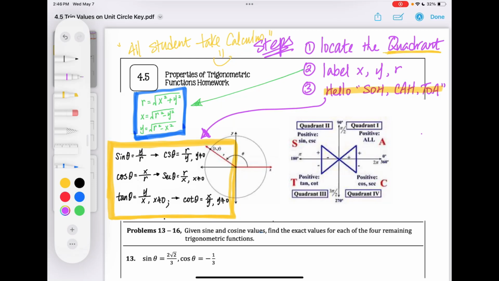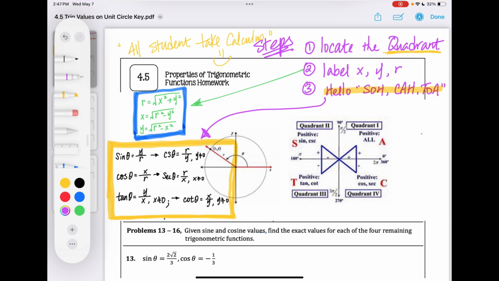Alright, in this video, we're going to talk about assignment 4.5, the properties of trigonometry. It's kind of like a review of 4.4, okay? In the classroom, we mentioned location. Step 1, I need to see where my picture, that triangle, is, in what quadrant, by using the saying "All Students Take Calculus" to identify where my picture is, okay?